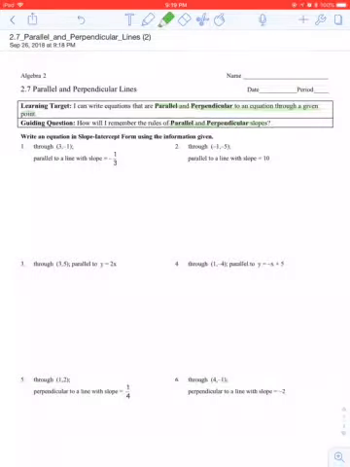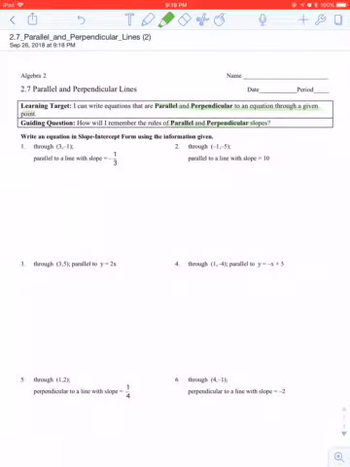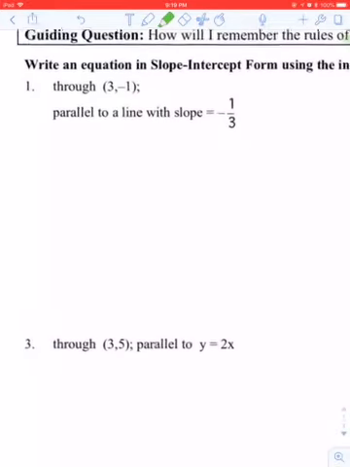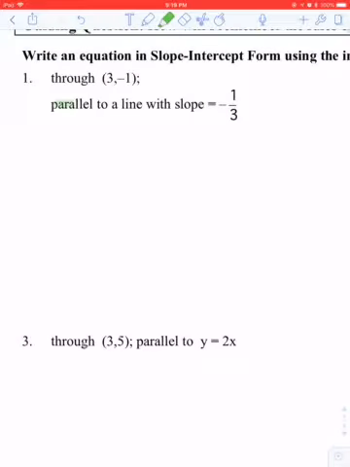So I'm going to do a couple, out of a total of 14 problems. I'm going to do maybe 4. So let's look at the first one. First thing you should always look for is if it's asking you for a parallel or perpendicular. Right there it says parallel with a slope of 1/3. Remember the rules for parallel.